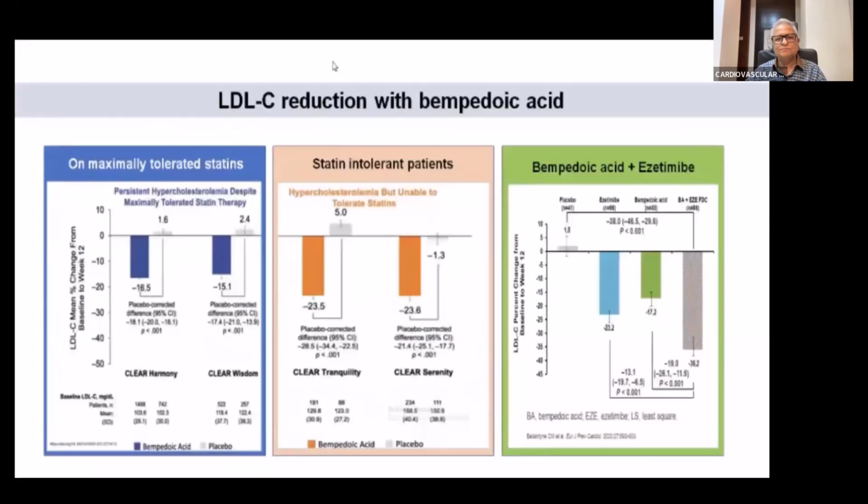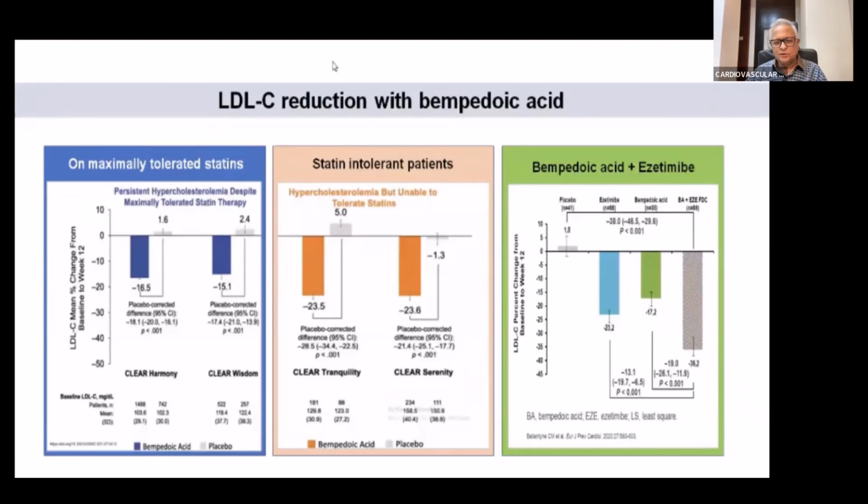A very interesting one. So we have a new drug now, bempedoic acid, which is also an equally good drug. And wherever a statin alone is not able to achieve the goal, we can add bempedoic acid. It reduces LDL-C further by 15% when it's used with the statin. It has been proven by the CLEAR Harmony and CLEAR Wisdom trials. Whereas if the patient is statin intolerant, we have this new drug which can be used in place of statin.